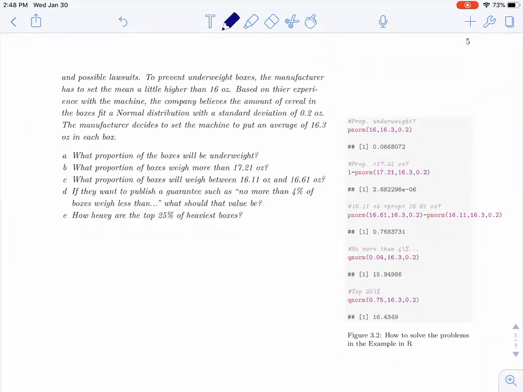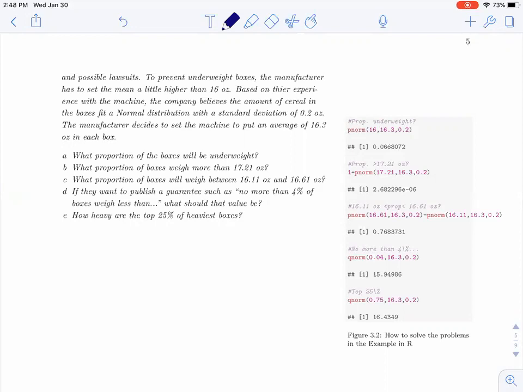So to prevent underweight boxes, the manufacturer has set the mean a little higher than 16 ounces. Based on their experience with the machine, the company believes the amount of cereal in the boxes fits a normal distribution, of course, with a standard deviation of 0.2 ounces. The manufacturer decides to set the machine to put an average of 16.3 ounces in each box. So they've shifted the mean to 16.3. Aim for 16.3. We understand that there's going to be a standard deviation of 0.2, so some wiggle room.